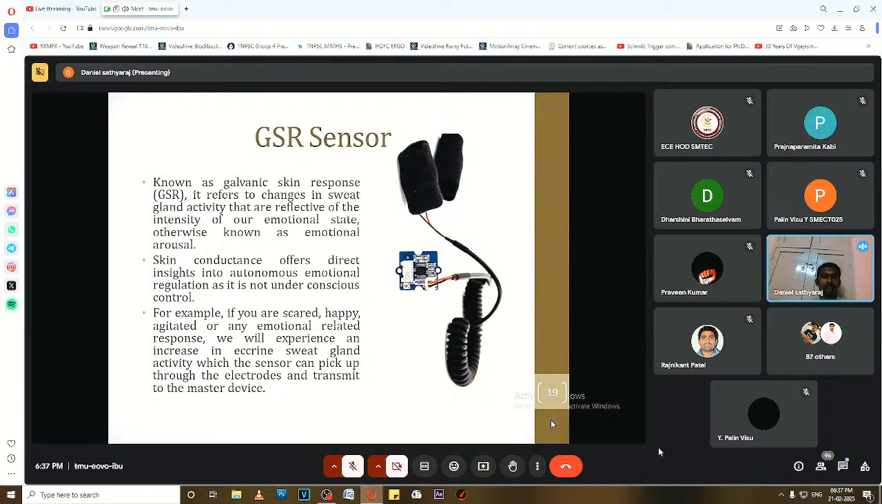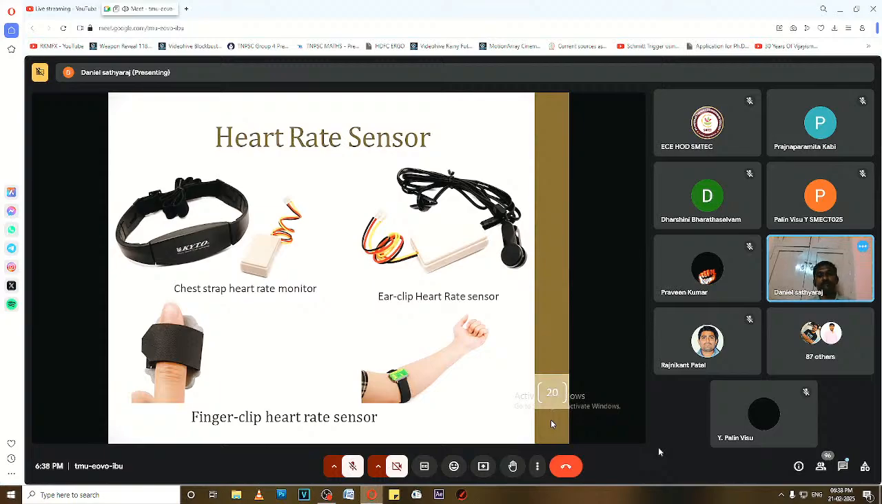So those types of things can be measured, and galvanic skin response (GSR) sensors can be used to measure those things, and it will give the state of things. How intense the state is can be measured using this type of sensor.